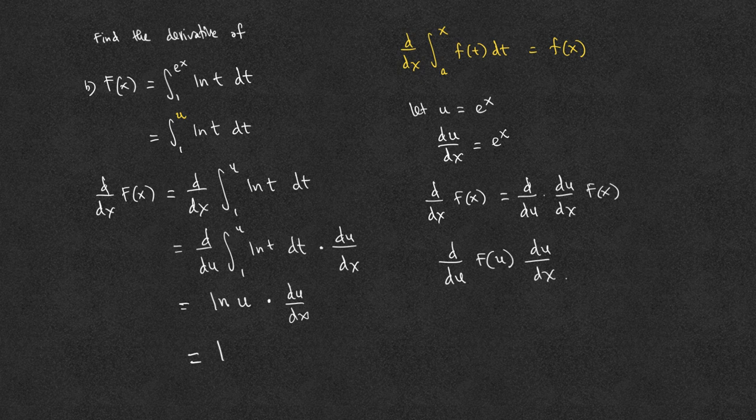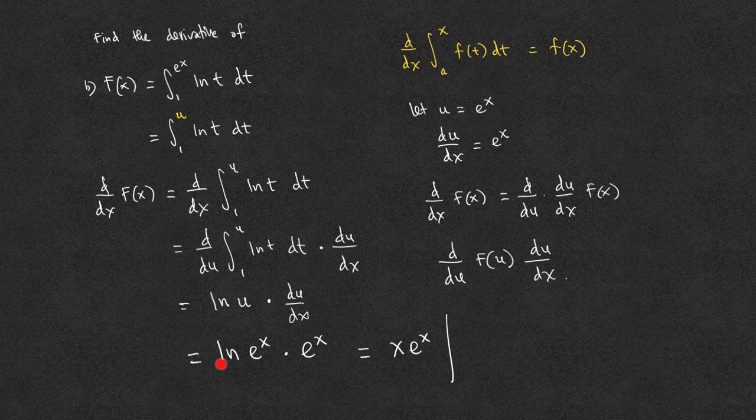What is u? u is e to the x, and what is du dx? du dx is e to the x, and so this is x times e to the x, where ln of e to the x collapses and gives us x. Simply put, if we have a composite function in the upper limit of integration, the shortcut is that we simply plug this function, the entire function, into the variable where the integrand is. So we plugged e to the x into where t is to end up with ln of e to the x.